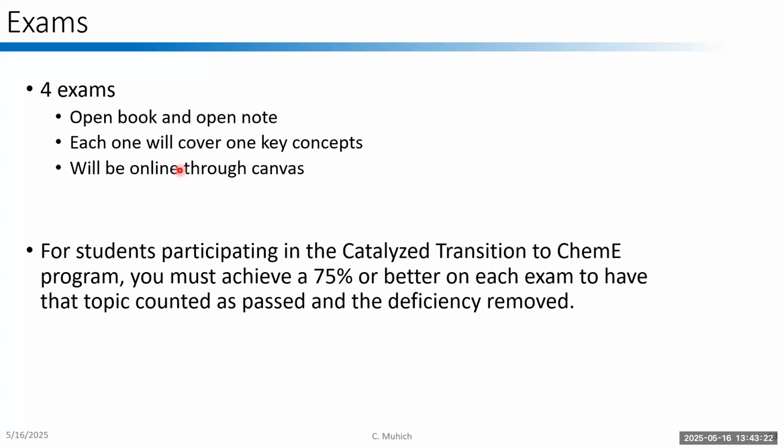Students who are participating in the Catalyzed Transition to ChemE program, and therefore have undergrad deficiencies they must make up, have to achieve a 75% or better on each of those different sections to have them counted and remove that deficiency.